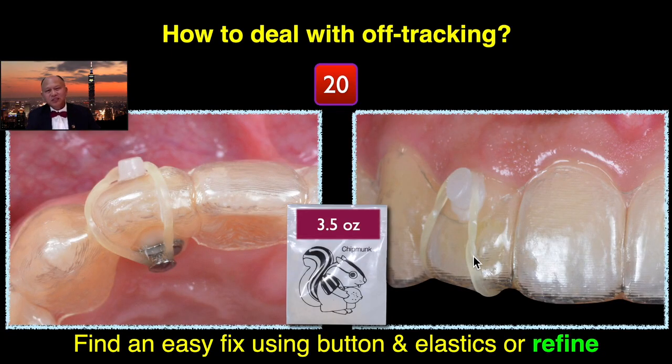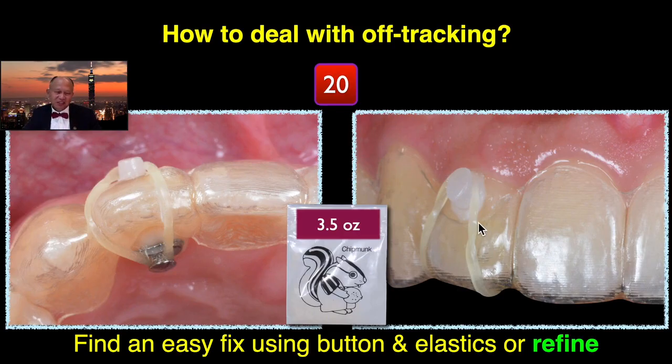So how to deal with this obstruction of the lateral incisor, which happens quite often? First, you need to know why that happened. In a lot of situations, the obstruction is due to not enough space for that particular lateral incisor to move out. Once that happens, you need to find an easy fix using a button and elastic, or you just scan and refine. Most of the time, I will just refine it.